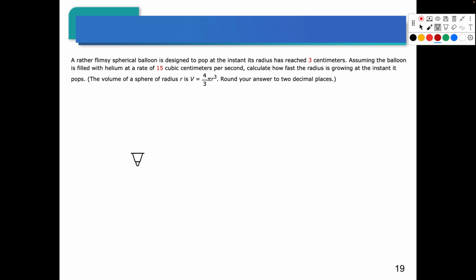Okay, so these are coming directly from the homework. So they'll get you a good start. You may have slightly different numbers, but we'll go ahead and do this one. Hopefully it's legible. But again, it's one of the ones from the homework. I'll just highlight what we have. We've got a flimsy spherical balloon, so a sphere like a ball. It's going to pop when the radius reaches 3 centimeters.